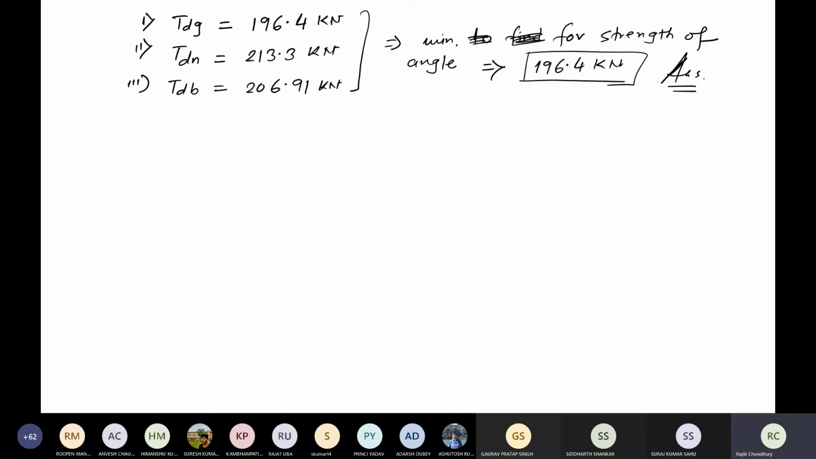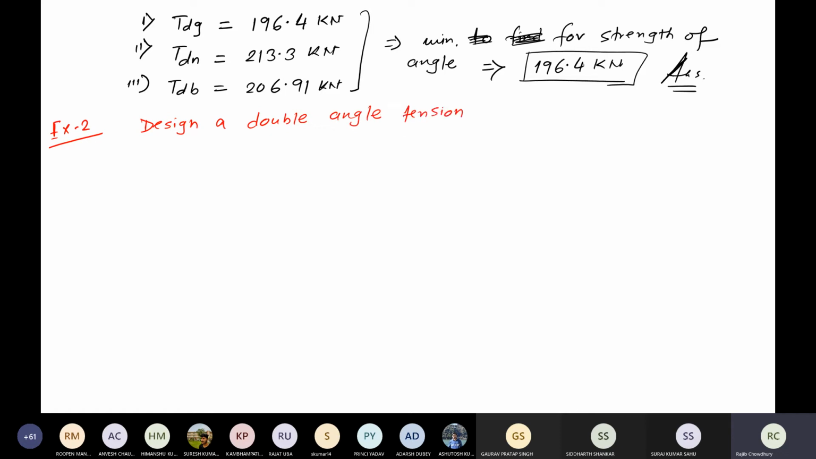The second problem, I'll write it down over here. I don't know whether there will be any time today or not. Let me just write it down, example 2. In example 2, it is now a design problem. The problem statement is: design a double angle tension member.